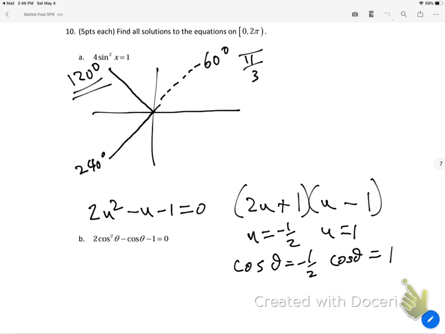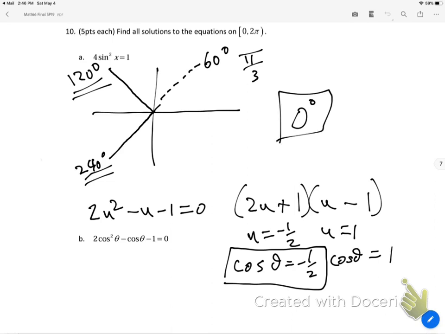Okay. But of course, please write these in radians. Okay. Also, that's that done. Now, how about cosine theta equals 1? Well, that is just 0 degrees. The cosine of 0 equals 1. So that is also an answer as well, okay?